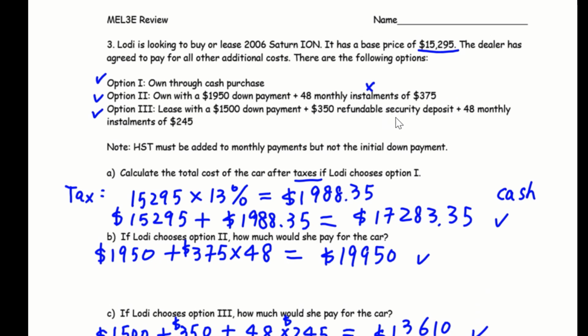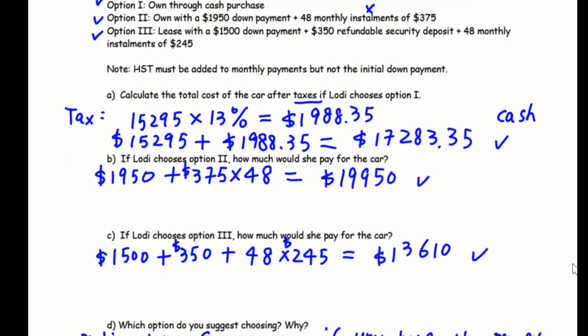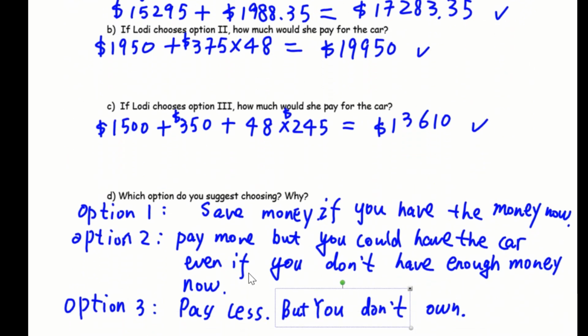Lease is you will drive a new car every 4 years, but you are going to pay for only 4 years of driving. Okay, so that is all for this Unit 4 review.